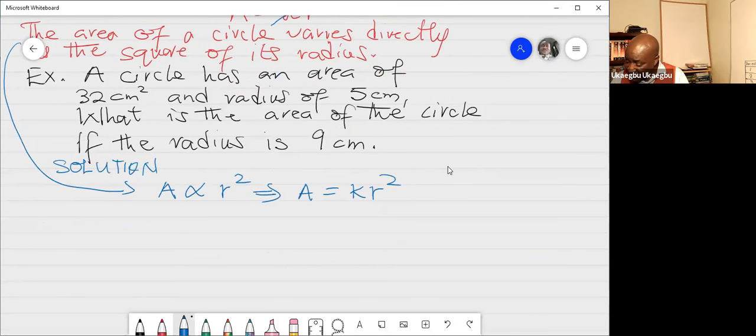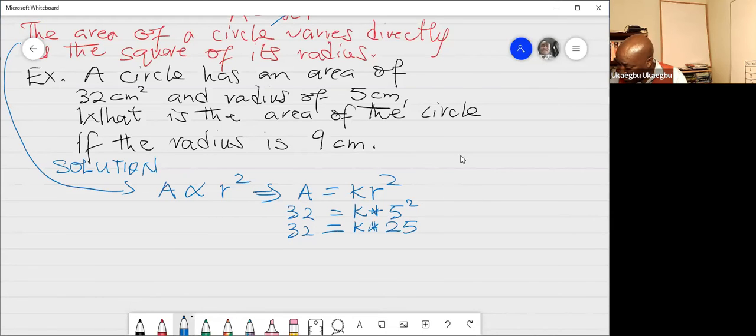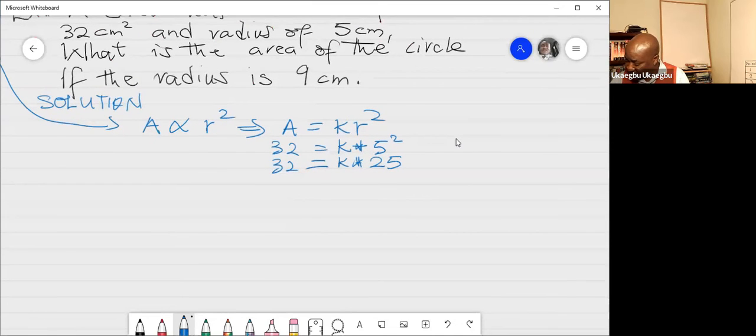And then they gave us that a circle has an area of 32 centimeters squared. So the area is 32, and K multiplied by the radius, which is 5. You have 5 squared. So 32 equals K multiplied by 5 squared. 5 squared is 25. So in order for us to get K, what do we do?